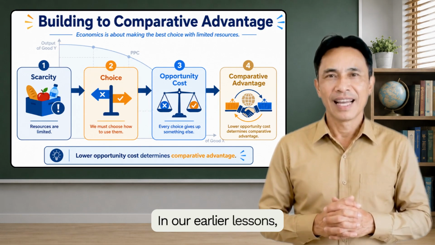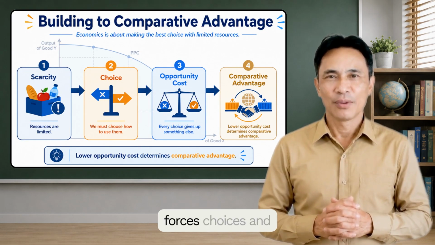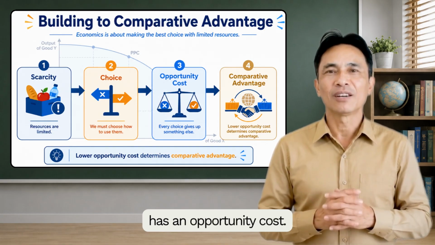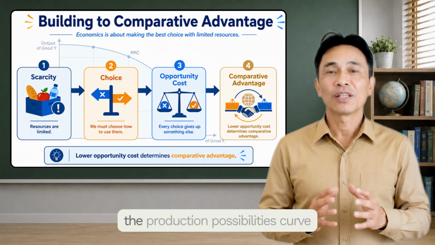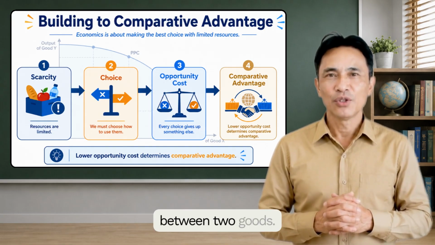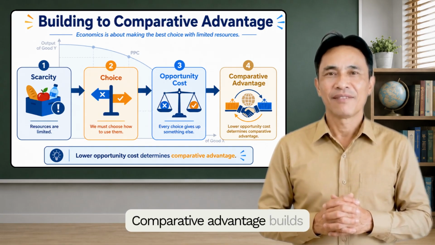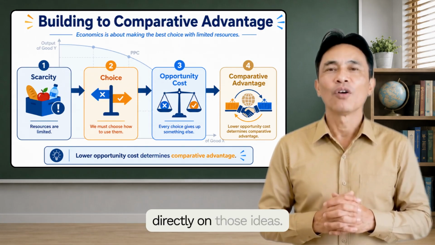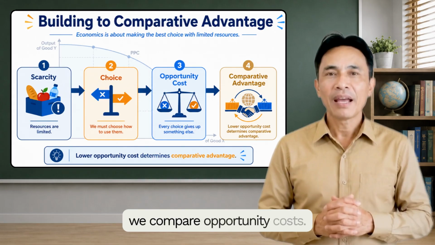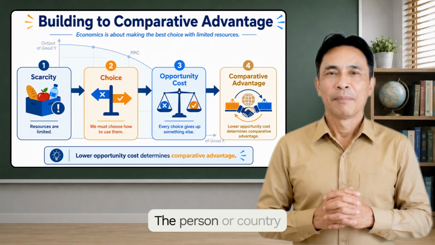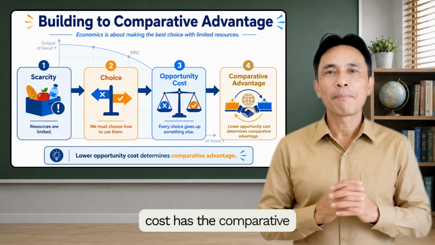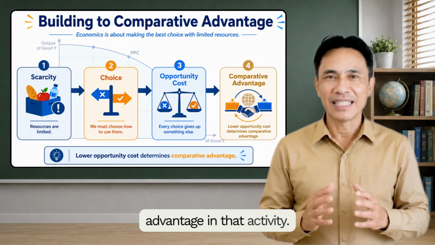In our earlier lessons, we learned that scarcity forces choices and that every choice has an opportunity cost. We also used the production possibilities curve to show trade-offs between two goods. Comparative advantage builds directly on those ideas. To decide who should produce what, we compare opportunity costs. The person or country with the lower opportunity cost has the comparative advantage in that activity.